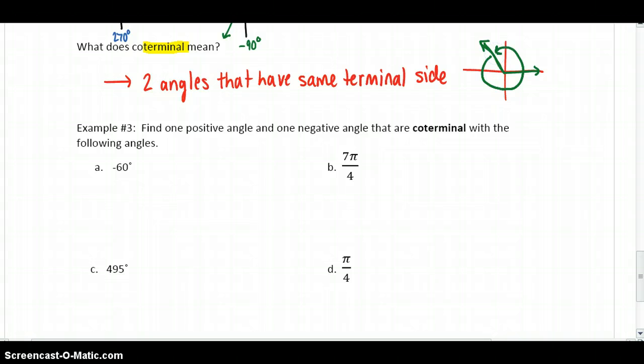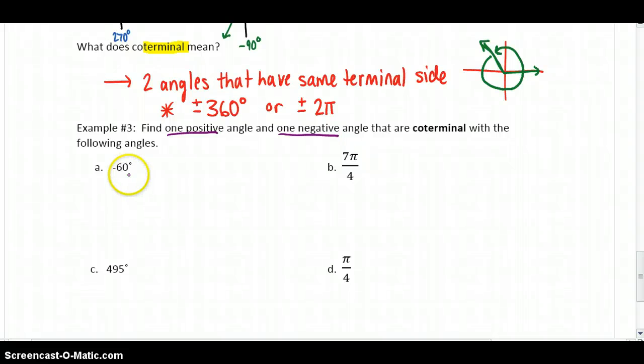So to get coterminal angles, we are going to be adding or subtracting the full circle, which in degrees would be 360 degrees, or in radians it would be 2 pi. Right, so that's how we can find coterminal angles. So in example 3, it says find one positive and one negative angle that are coterminal with the following angles. So for letter A, I have negative 60 degrees.